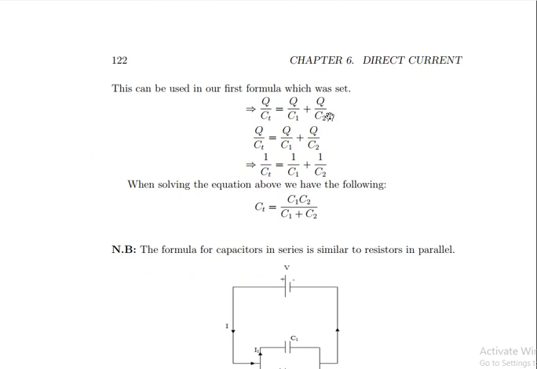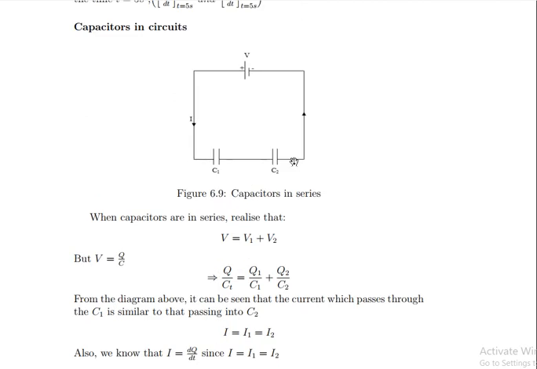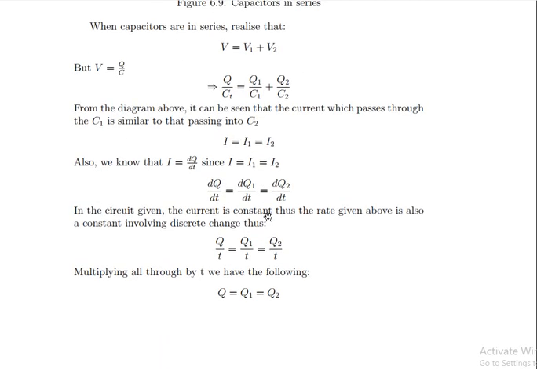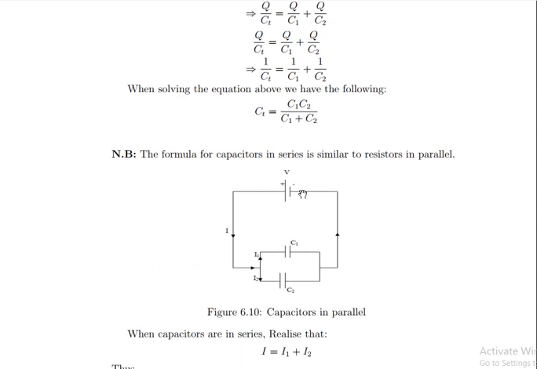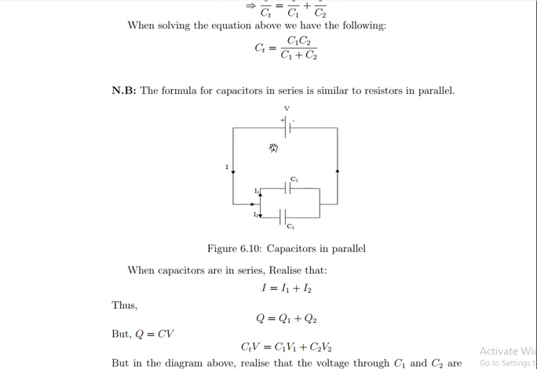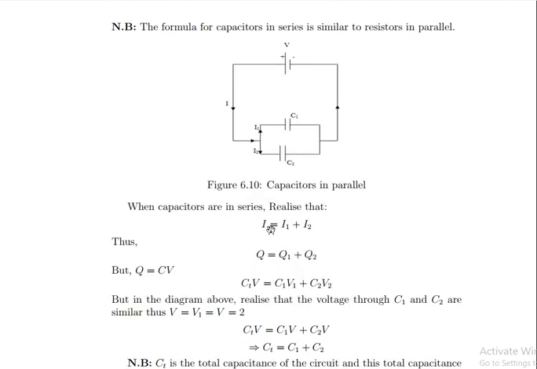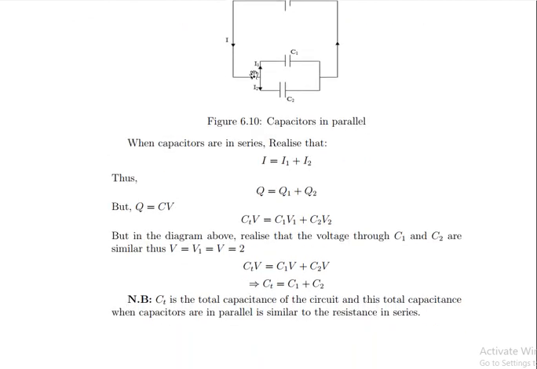So I can cancel the charge all through. So 1 all over CT is equal to 1 over C1 plus 1 over C2. So CT is equal to C1 C2 all over C1 plus C2. So this is the formula for capacitors which are placed in series. And we realize that this formula for capacitors placed in series is similar to the formula of resistors placed in parallel.